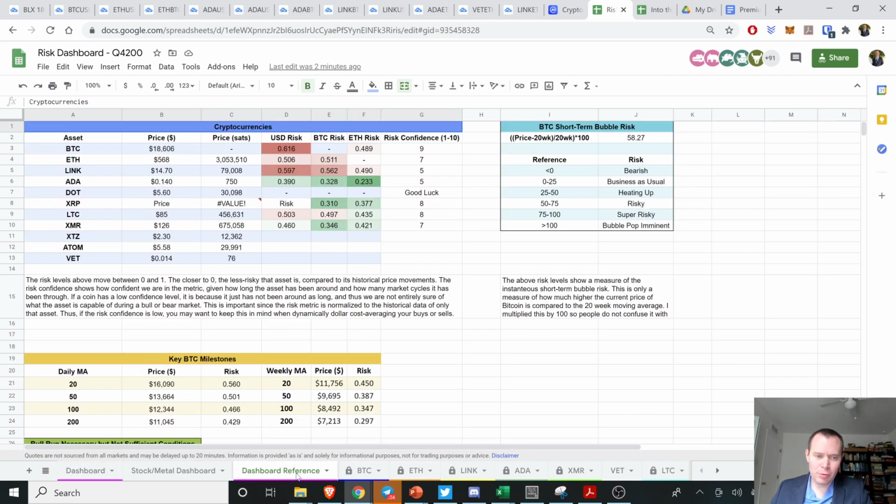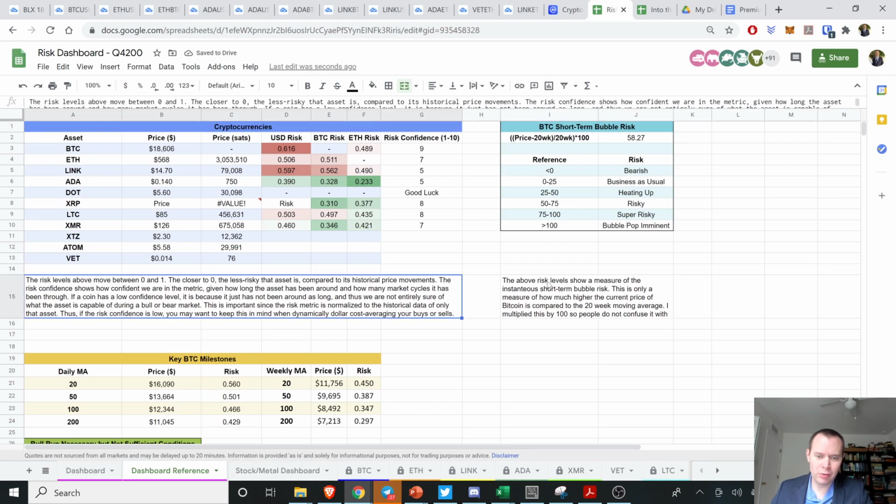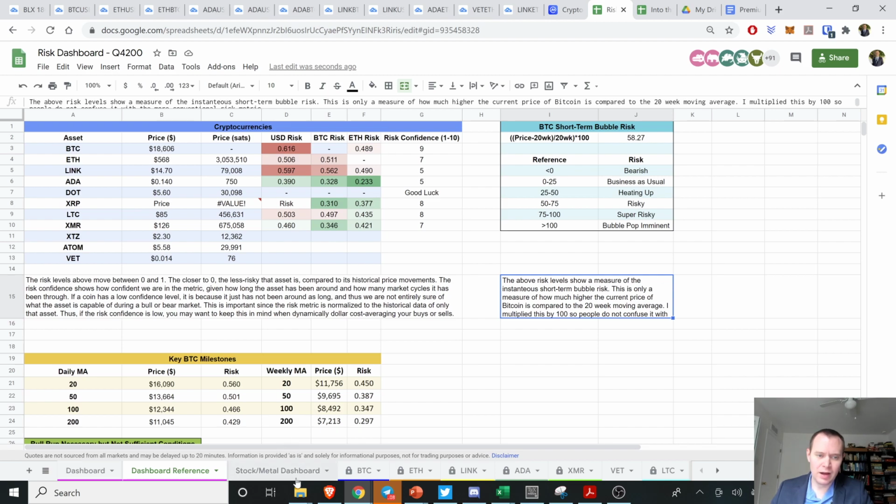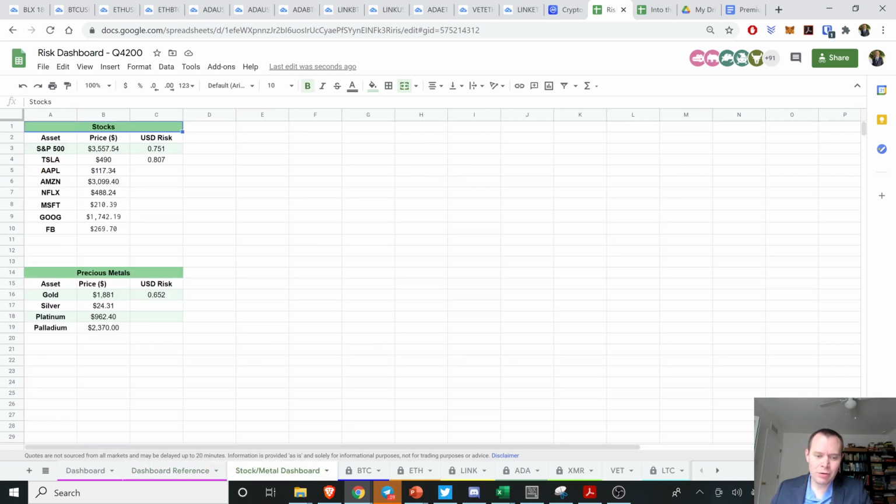You can also go to this dashboard reference, which I haven't actually updated in a while, so I'll try to update that soon. But it gives you the general idea of what to make of these different things. If you go to the stock market dashboard, I don't have risk levels for most of the things, but I buy stocks a lot, and I own more equities than crypto. I'm buying them as long as the risk is below 0.75, which is most of the time. Anytime it goes above 0.75, I stop buying stocks. Anytime it goes above 0.8, I sell approximately 10%. I sold 10% a few weeks ago when it hit around 3,600, and then it crashed back down.